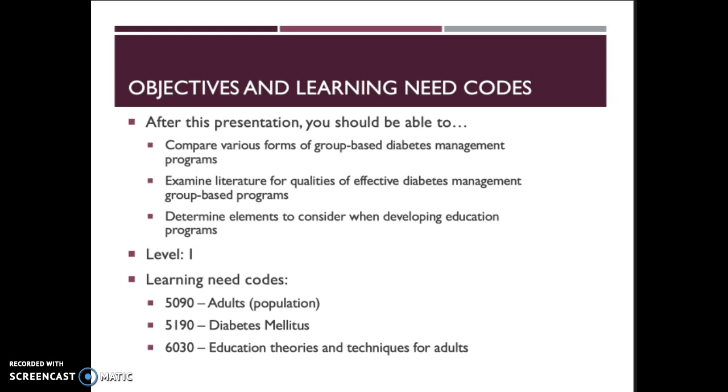Objectives and learning need codes. After this presentation, you should be able to compare various forms of group-based diabetes management programs, examine the literature for qualities of effective diabetes management group-based programs, and then determine elements to consider when developing educational programs. The learning level for this presentation is level 1, and the learning need codes for the Academy of Nutrition and Dietetics continuing education requirements include adults and diabetes mellitus and education theories and techniques for adults.